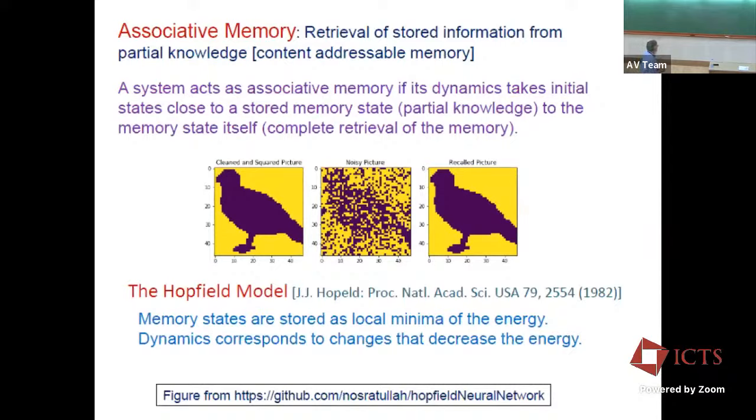So this is just an example from a totally different field where spin glass ideas are useful.